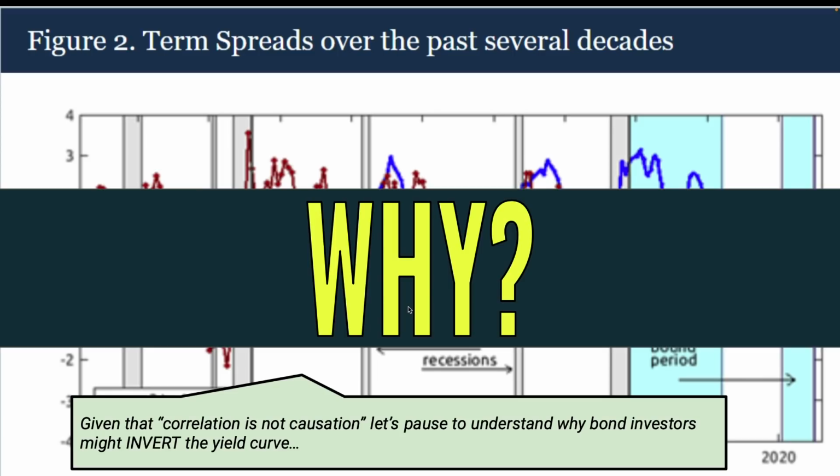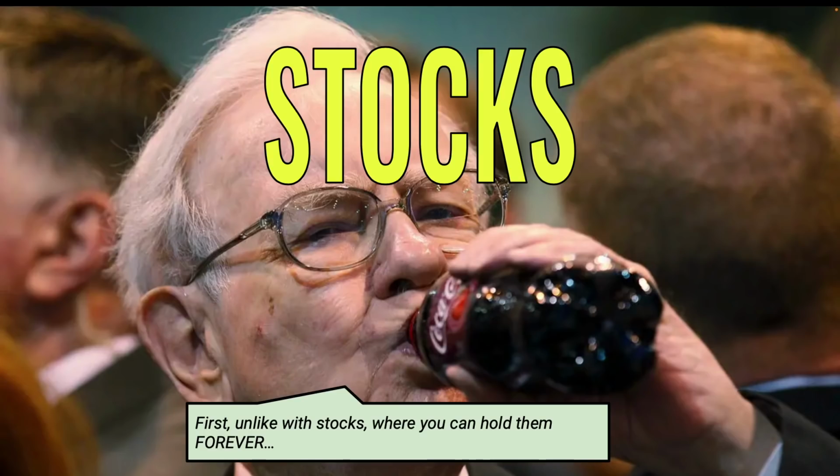Now, why have you seen this correlation happen? And there is this concern, wait a second, correlation is not causation. Just because it happened doesn't mean it caused it, or what's going on here. So let's pause to understand why bond investors might be betting on this outcome. Why are these bond investors actively inverting the yield curve?